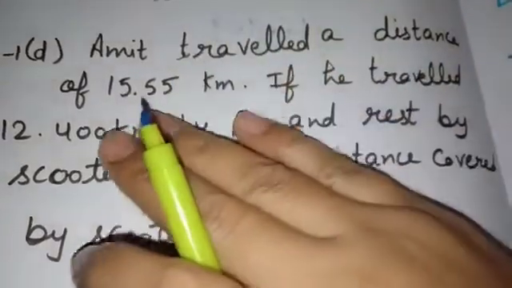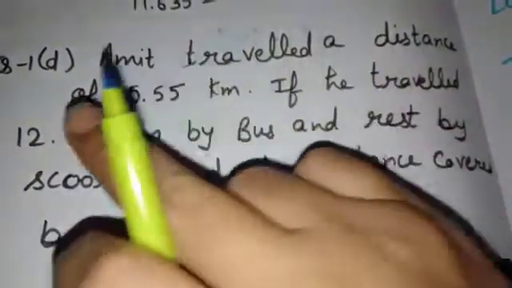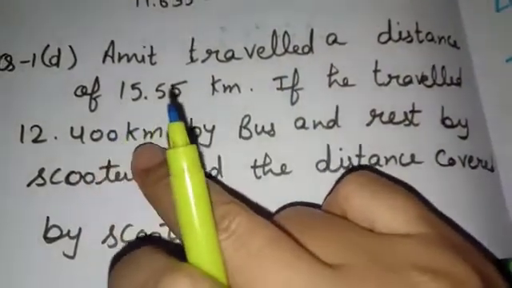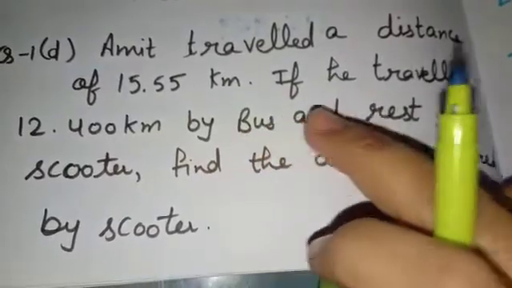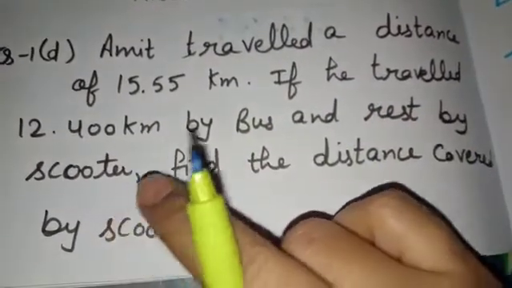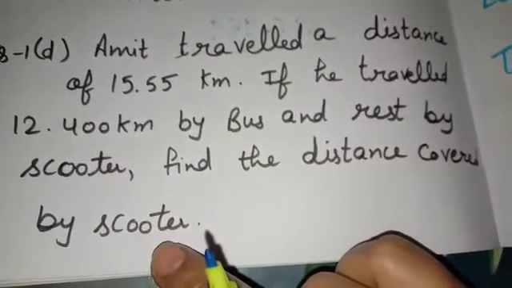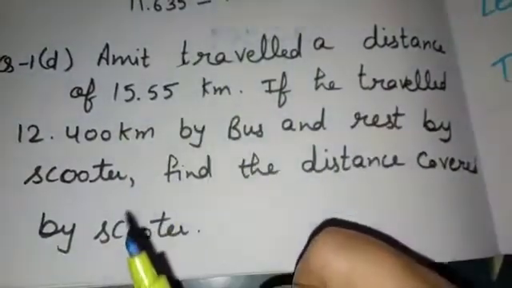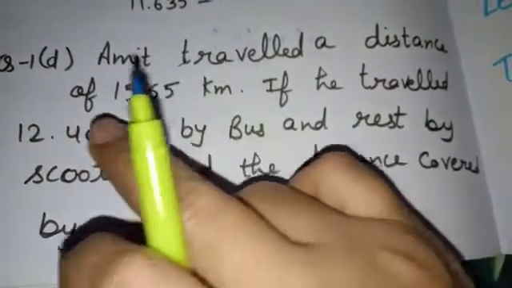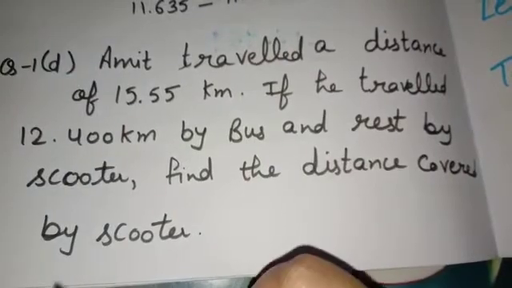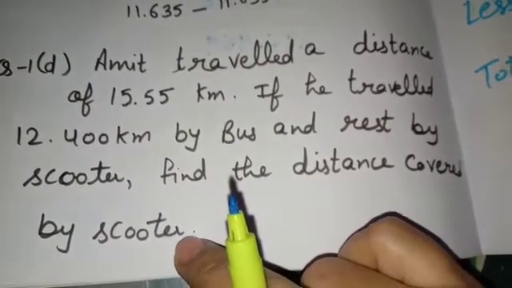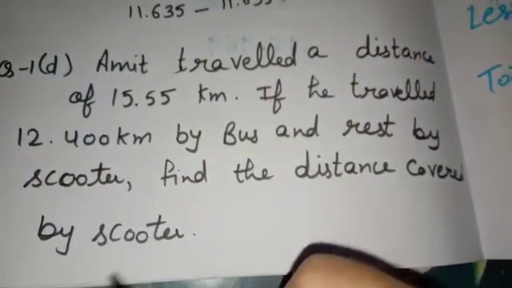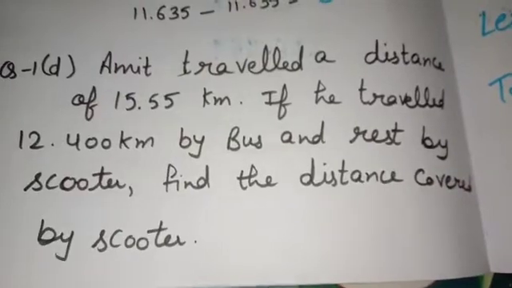D part of the question is, Amit travelled a distance of 15.5 kilometers. If he travelled 12.400 kilometers by bus and the rest by scooter, find the distance covered by scooter. Here, the total distance travelled by Amit is given, and out of which travelled by bus is given, and the remaining distance travelled by scooter is to be found out. So we will subtract the total minus travelled by bus. This question you will do on your own.